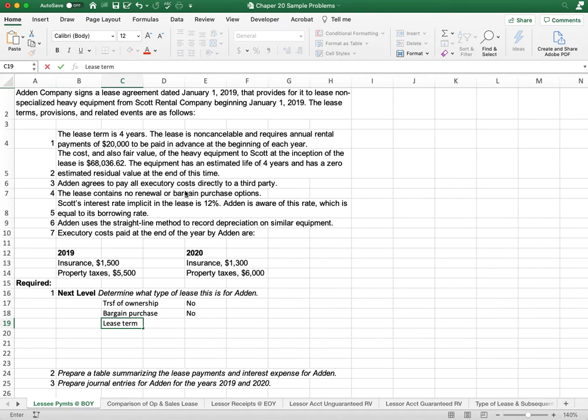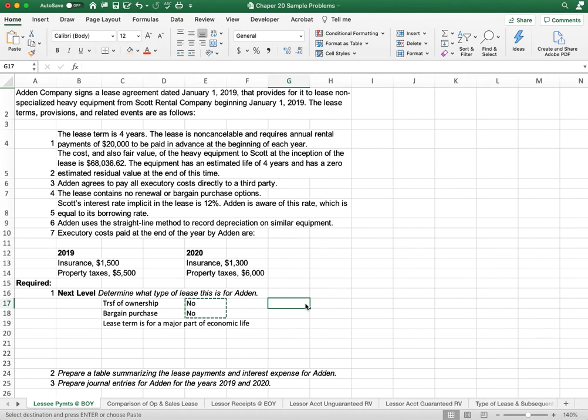Lease term is for a major part of its economic life. So it's a 4-year lease, and down here we have that there's 4 years remaining. So the answer to that would be yes. And technically, since we have a yes, we could just stop there and know that this is a finance lease. But let's go ahead and finish the other 2 questions.